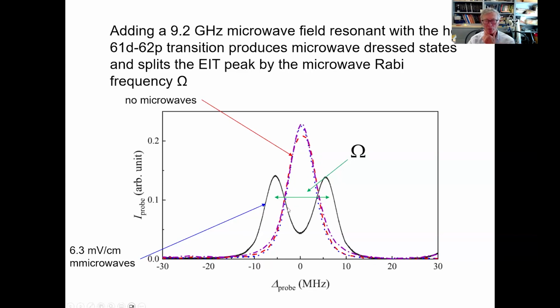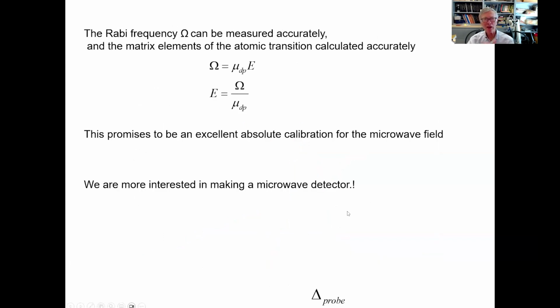Okay. So just looking at this pair of peaks is, from the point of view of a standard, really interesting. I can measure that frequency really accurately, and I can calculate the atomic transition matrix elements accurately. Since that splitting is the product of these two, I can then immediately get the electric field of the microwaves. So this promises to be a really excellent absolute calibration for a microwave field.